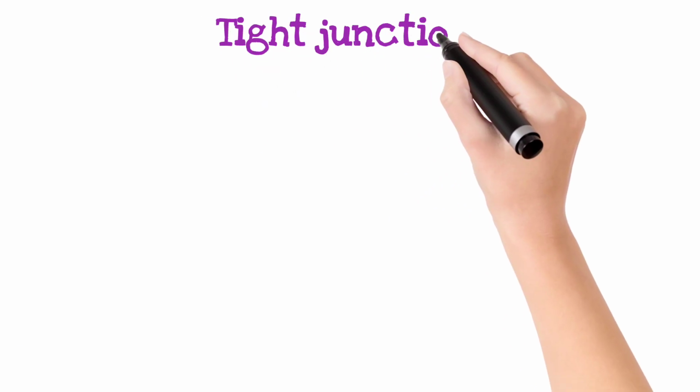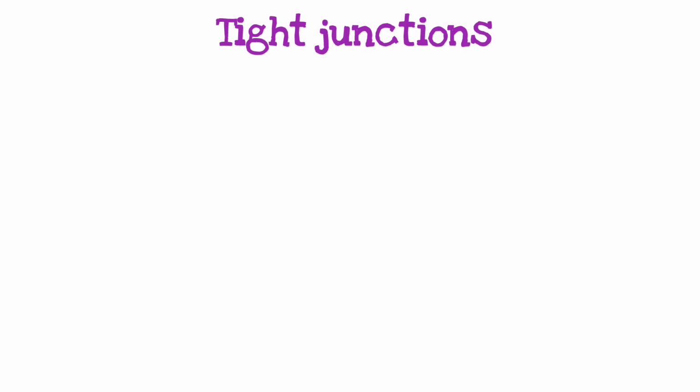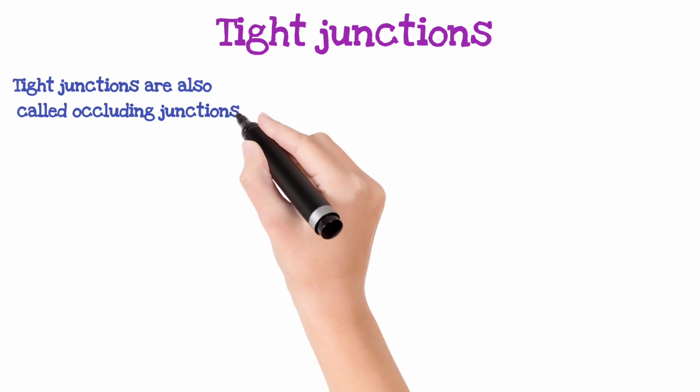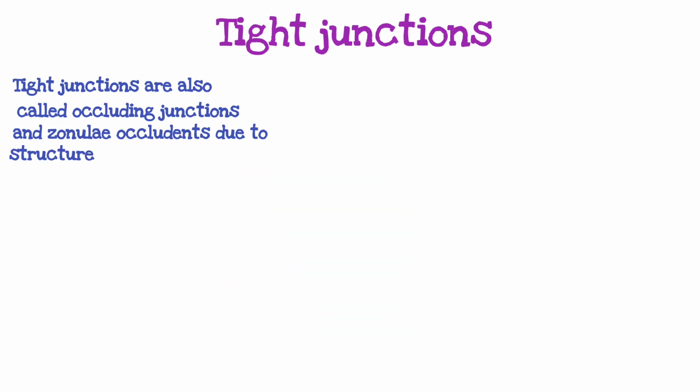Tight junctions. Tight junctions are also called occluding junctions and zonula occludens due to their structure and function. Occluding junctions: this name emphasizes their primary function, creating a seal between adjacent epithelial cells to occlude, or block, the passage of molecules and ions between cells.